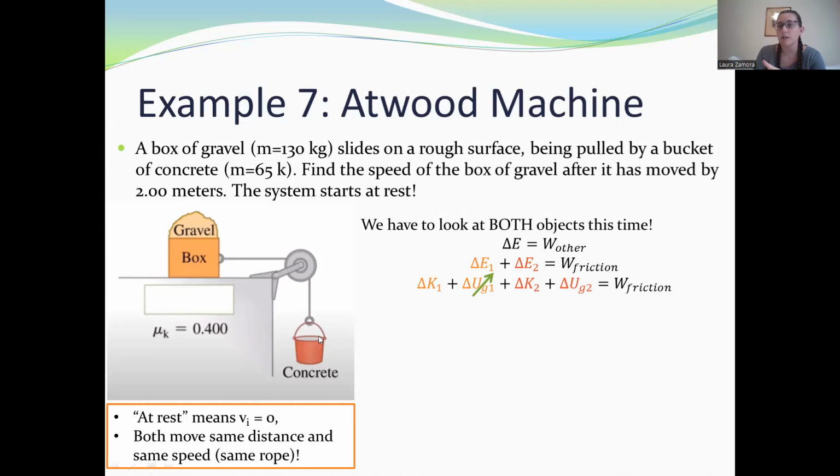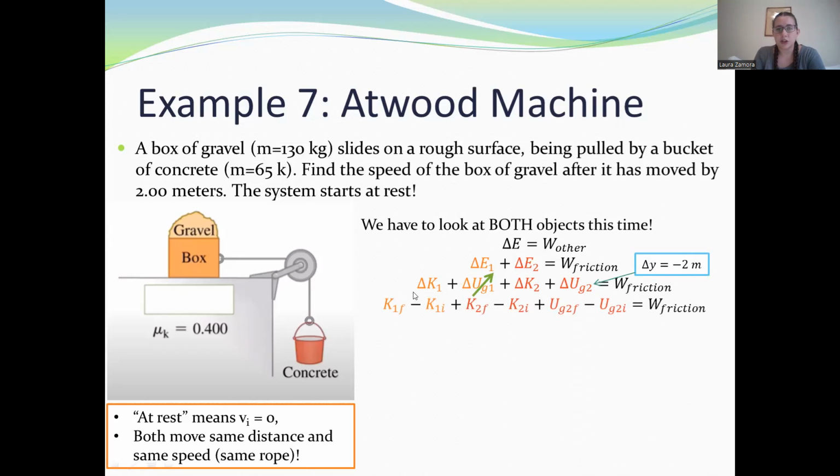Now that's not true for the concrete bucket. The concrete bucket will go down as this gravel box slides. So we have to leave this term in there. We can't cancel that potential energy out. But we do know that if this gravel box is moving 2 meters, then that concrete bucket is going to be falling 2 meters. And if the height of this table is my reference height of 0, then we know that this concrete bucket is going to be moving through a negative distance of 2 meters. So it will fall down 2 meters. Okay, that's going to be our change in y that we use for this term here.